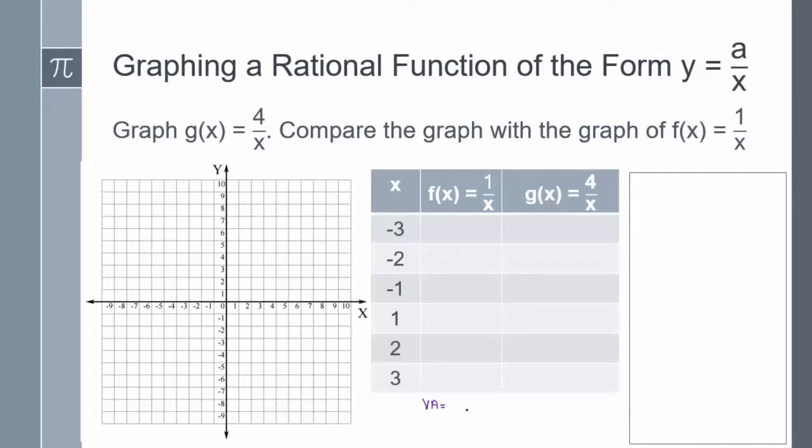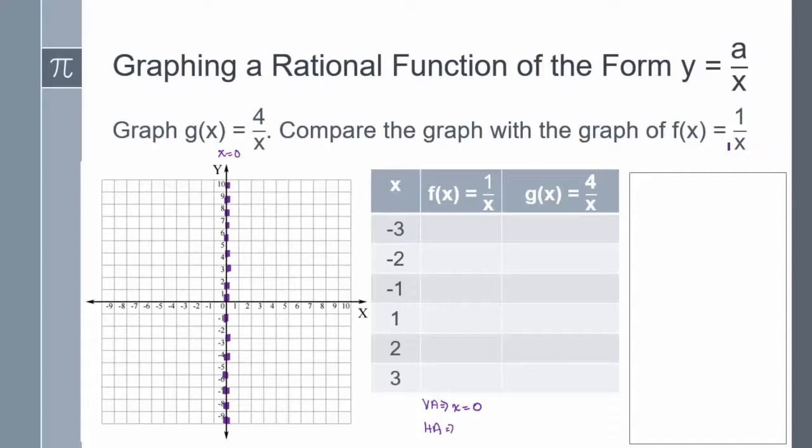Our vertical asymptote is where my denominator cannot equal 0. In this case, it is at 0. So the vertical asymptote is at x equals 0. I graphed the asymptote x equals 0 over here using a dotted line.